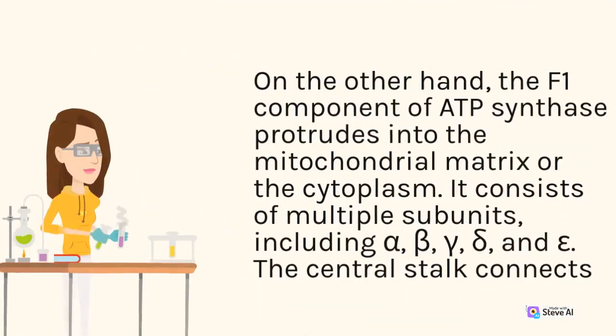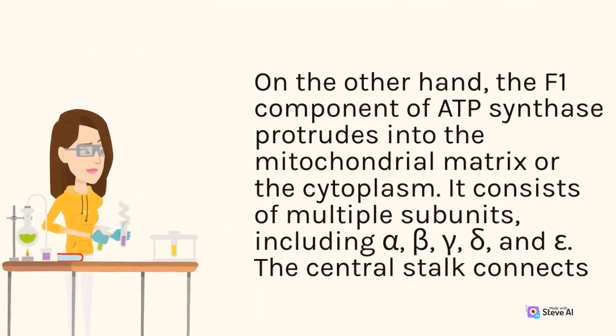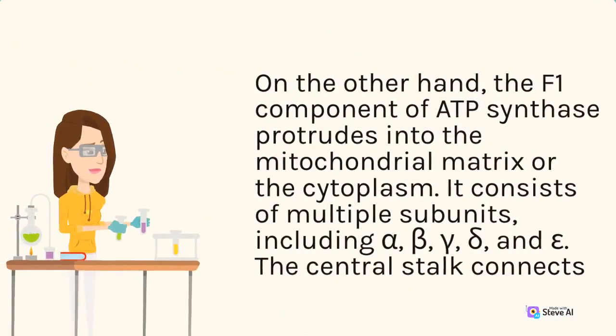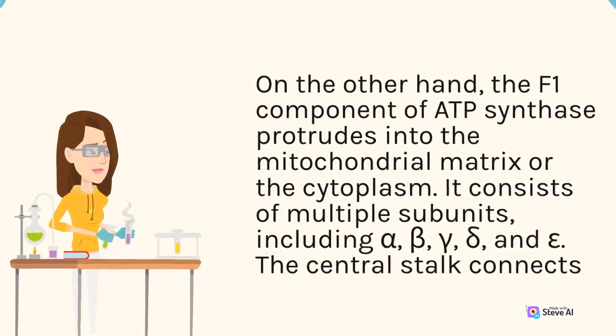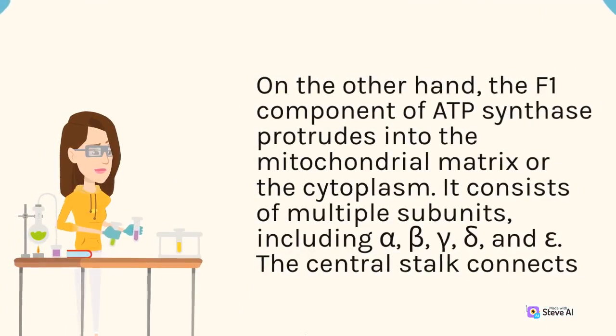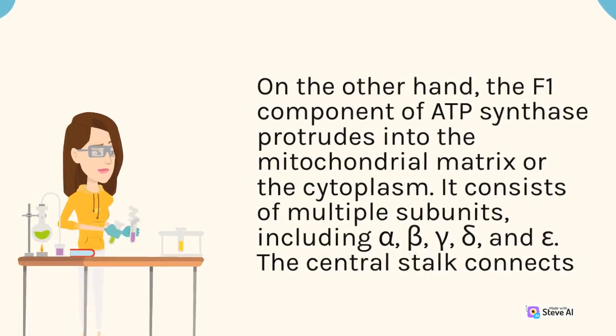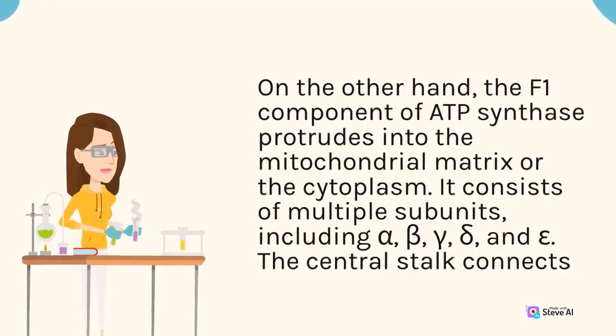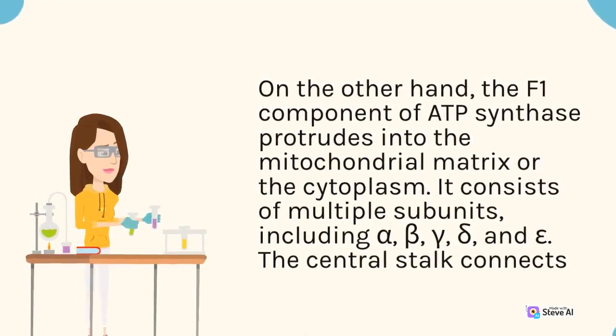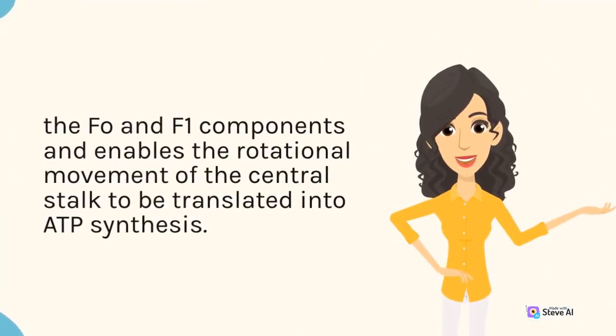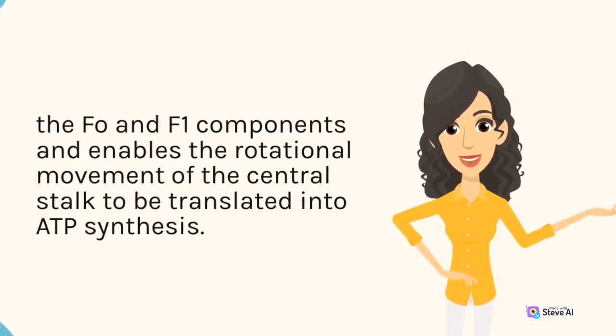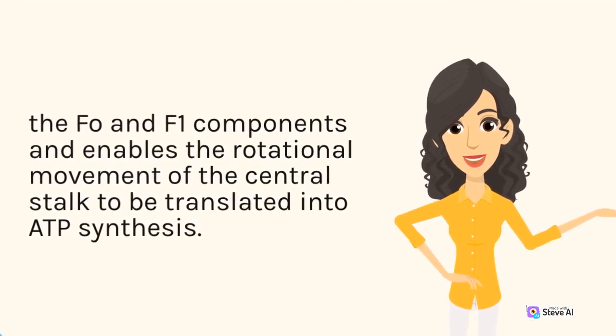On the other hand, the F1 component of ATP synthase protrudes into the mitochondrial matrix or the cytoplasm. It consists of multiple subunits, including alpha, beta, gamma, delta, and epsilon. The central stalk connects the Fo and F1 components and enables the rotational movement of the central stalk to be translated into ATP synthesis.